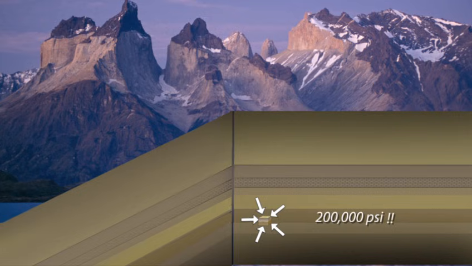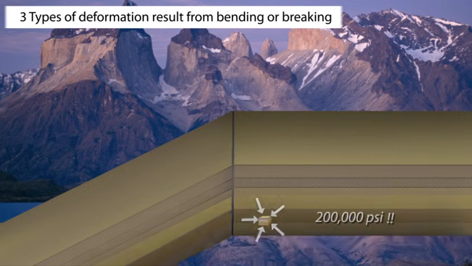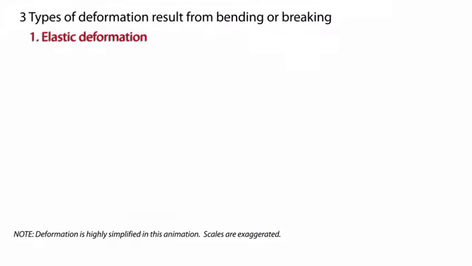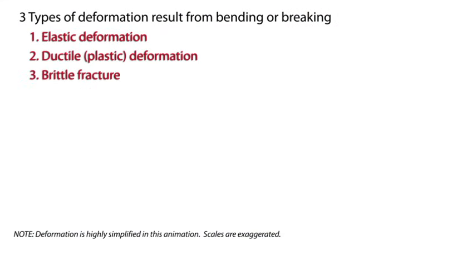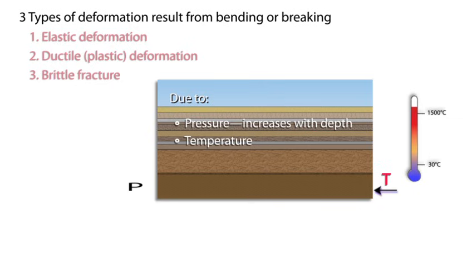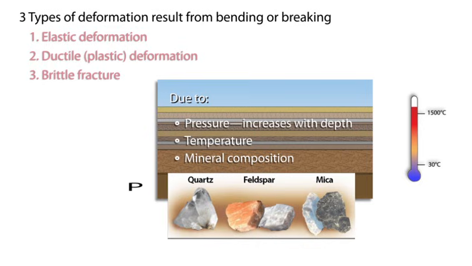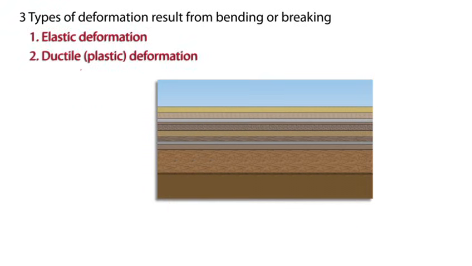In response to extreme stress, rocks bend and/or break through a process called deformation. The following factors control whether the deformation is elastic, plastic, or brittle. High pressure deep in Earth inhibits breaking. High temperatures deep in Earth make rock more flexible. And the minerals making up some rocks make them more flexible than others with a different makeup. Let's explore the process of elastic deformation first.